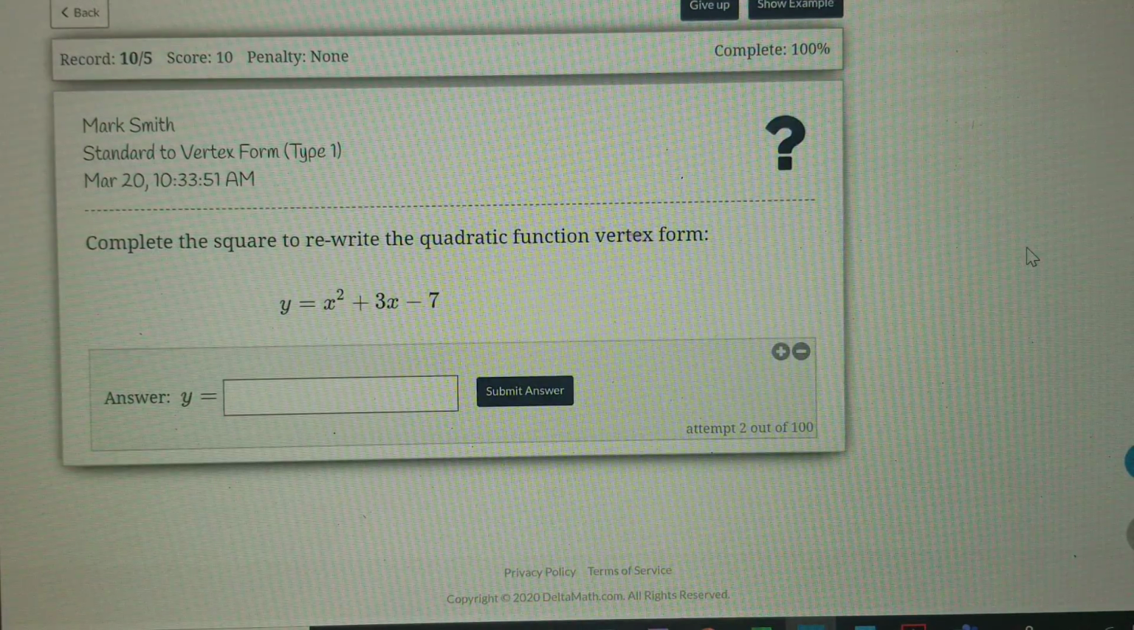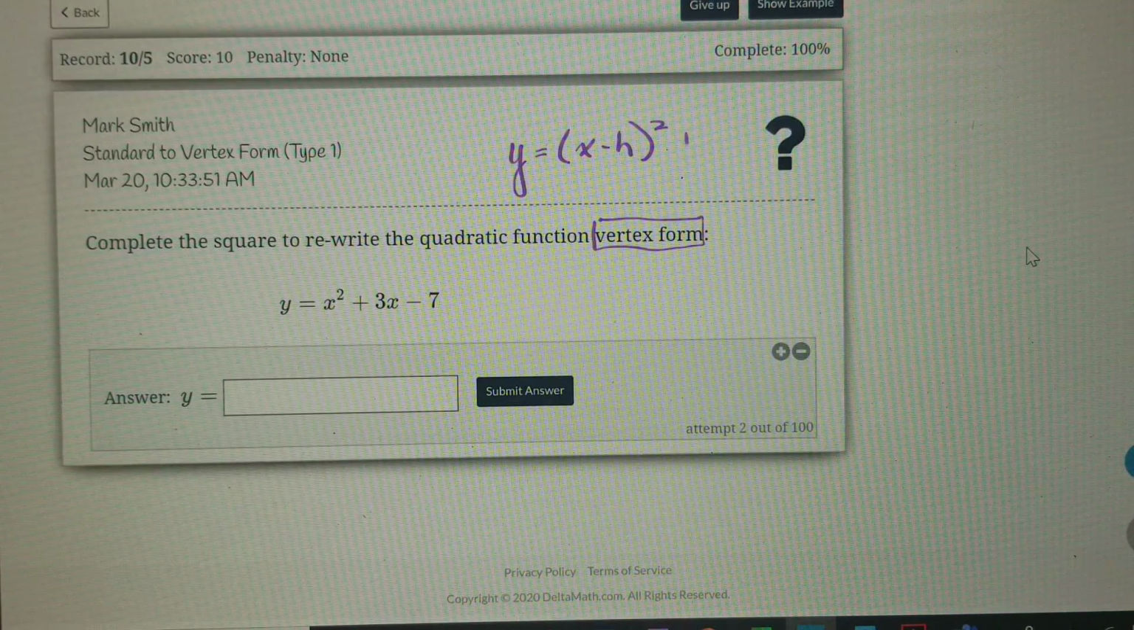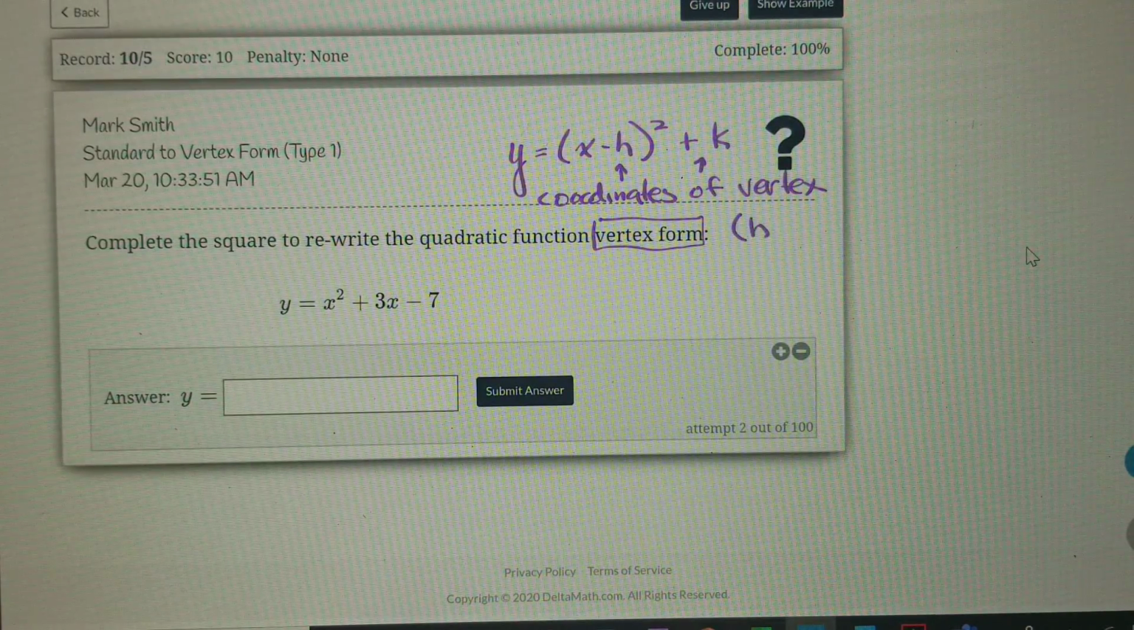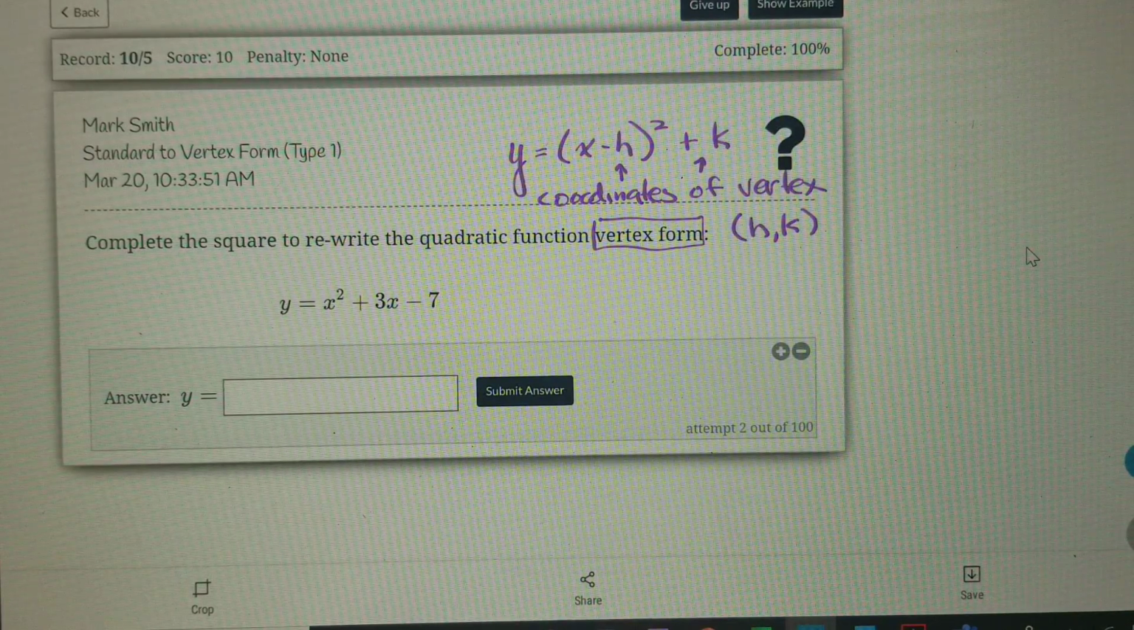So vertex form looks like this: y equals (x minus h) squared plus k. The h and the k, these two values, are the coordinates of the vertex. So the coordinates of the vertex when we get done are going to be h and k. This is a very helpful way of finding what the vertex of a parabola is.